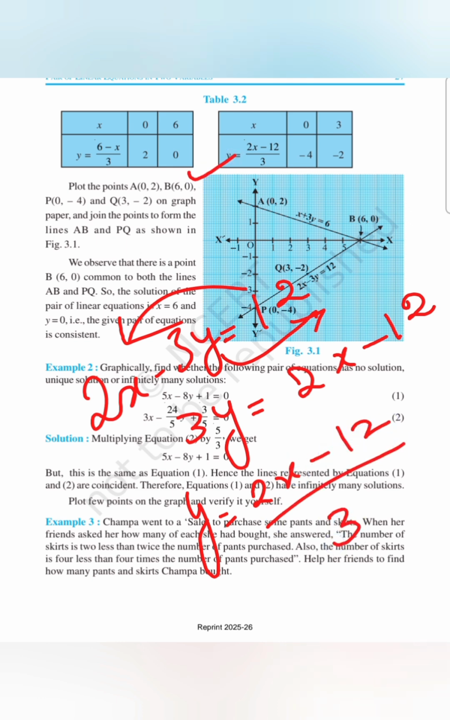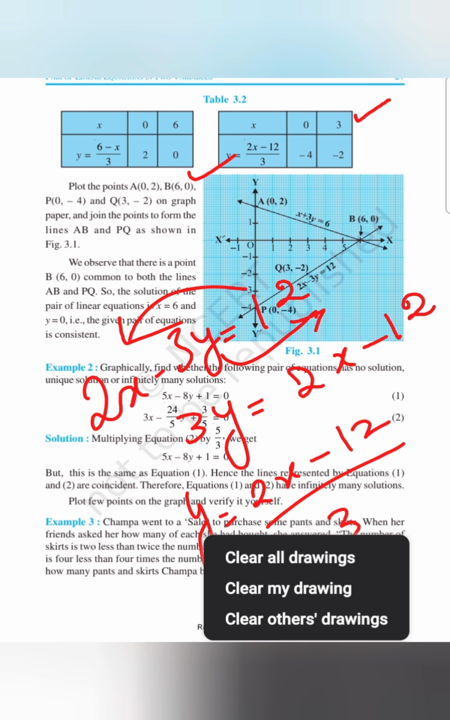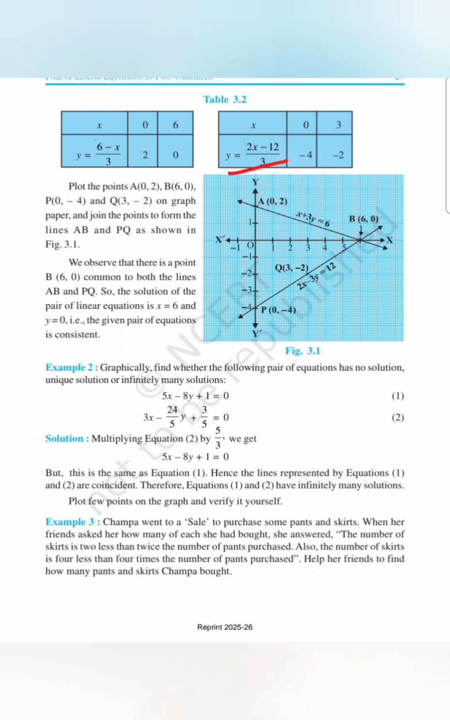Now fill the table. You can take different values for x and substitute those values in this equation and find the values for y. For example, if you consider x is equal to 3, I'm taking any value for x here. So if I take x is equal to 3, instead of y is equal to (2x minus 12) by 3, I'll substitute 3 in the place of x.